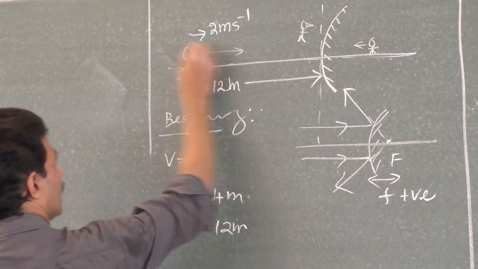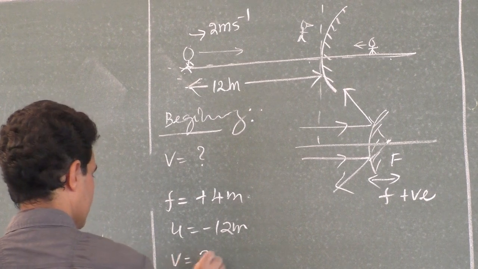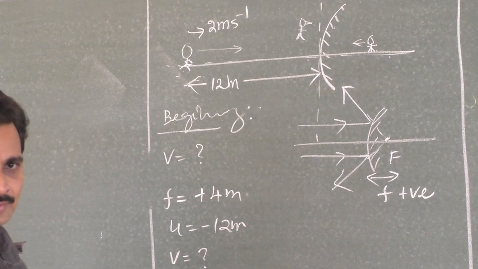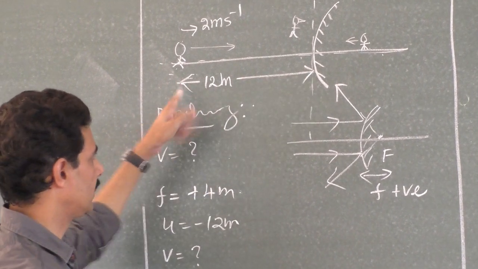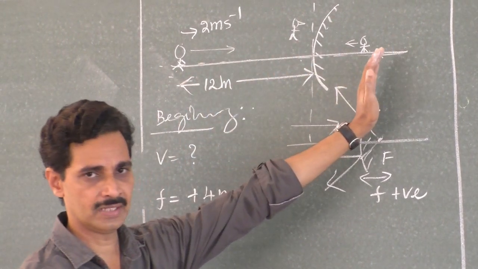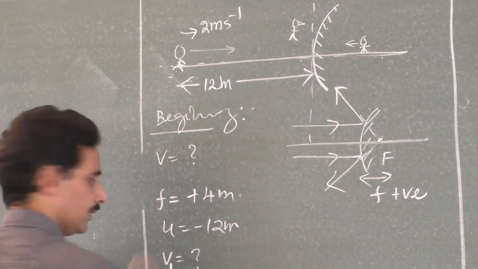Now let the person be here only, right? What is the image distance? Now, my analysis is like this. In the beginning, when the person is at a distance of 12 meters, where is the image? That is the first one. I will call it V1.